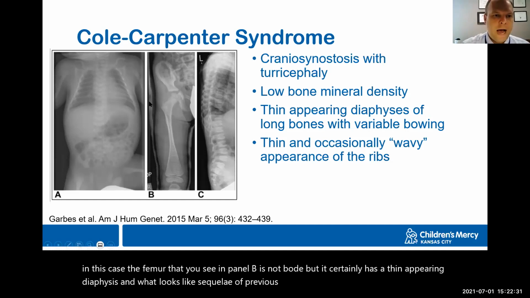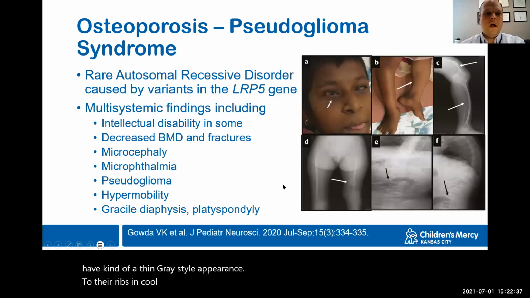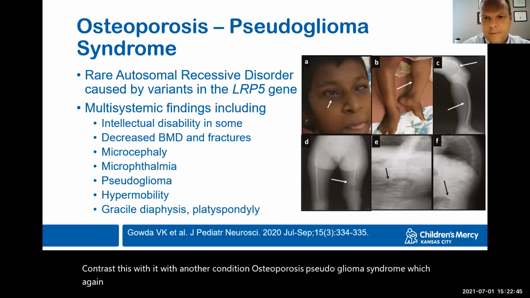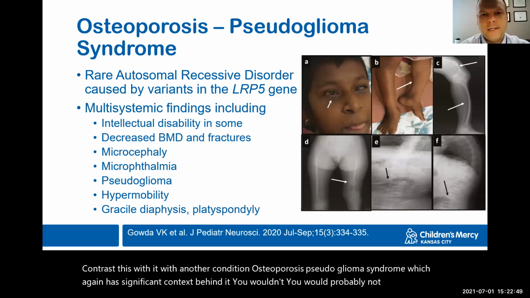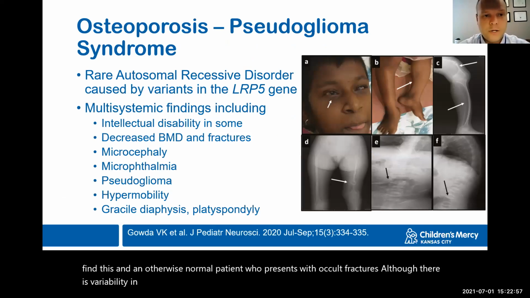And these patients may have kind of a thin, gracile appearance to their ribs in Cole-Carpenter Syndrome. Contrast this with another condition, osteoporosis pseudoglioma syndrome, which again has significant context behind it. You would probably not be expecting to find this in an otherwise normal patient who presents with occult fractures, although there is variability in this condition like there are other conditions.